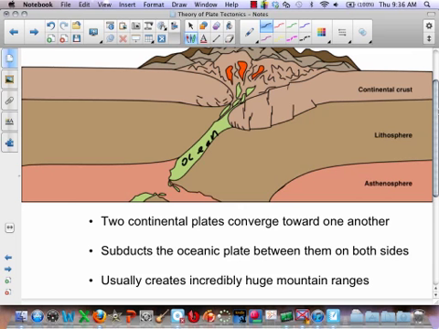In fact, it's already happening, and we'll watch an episode on this one, on the Alps. They talk about the Matterhorn, one of the greatest mountains of the Alps range. The very top of the Matterhorn is actually a piece of the African plate.